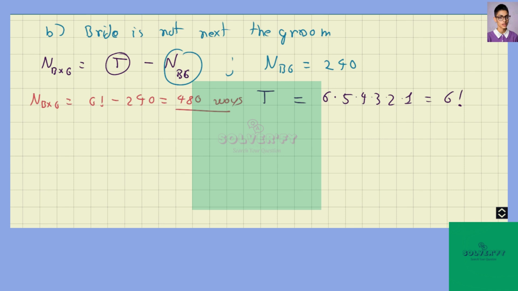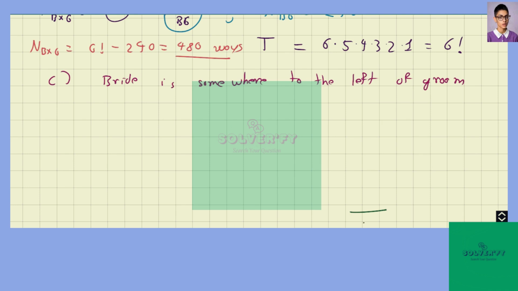Great, and now the last thing that we need to do is to arrange them such that the bride is somewhere to the left of the groom. So this is not that hard, because technically if we count all the possibilities, all the possibilities is equal to 6 factorial, right? So in all the possibilities of the arrangement of these 6 people, we're counting where the bride is to the left, but also where the bride is to the right.